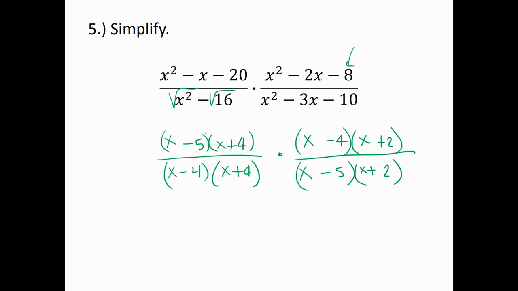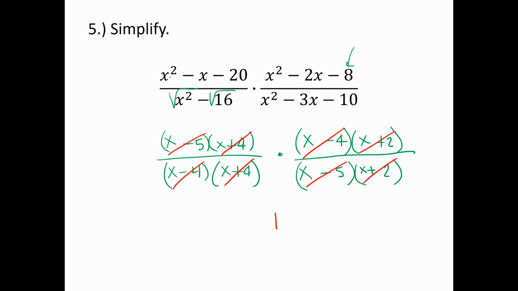Now we can get out our canceling pen. Look for things across from each other. x minus 5, x minus 5. x minus 4, x minus 4. x plus 2, x plus 2. x plus 4, x plus 4. So all that's left, these all divided by themselves, so there's just going to be 1. This expression is actually just equal to 1.